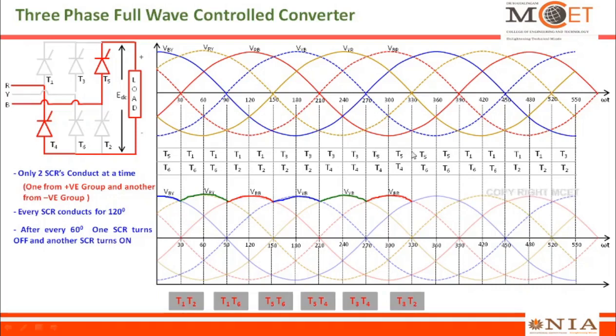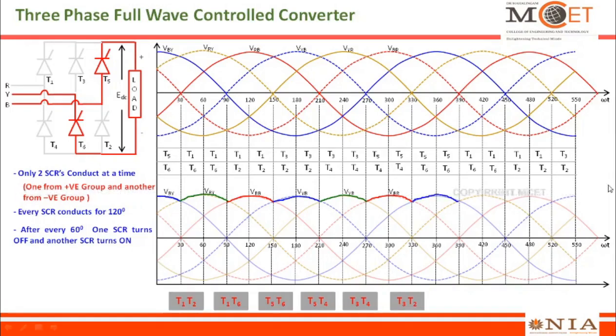Now in the next 60 degrees, that is from 330 to 390, T5 and T6 are in on condition. When T5 and T6 are on, the positive of the load is connected to B, that is Vb, and the negative of the load is connected to Y, that is Vy. So Vby will be the voltage appearing across the load, that is this blue continuous line. This voltage will now appear across the load from this point forward.